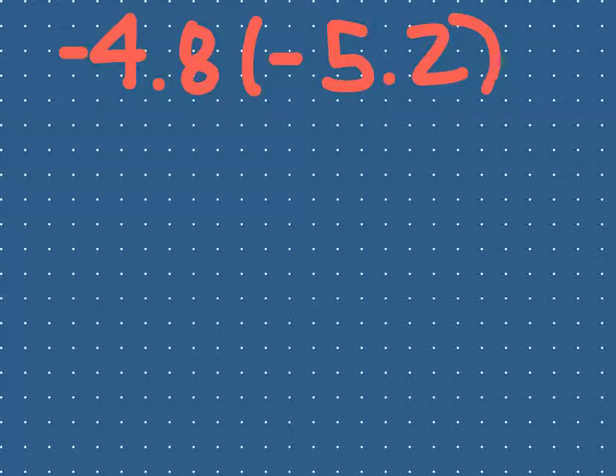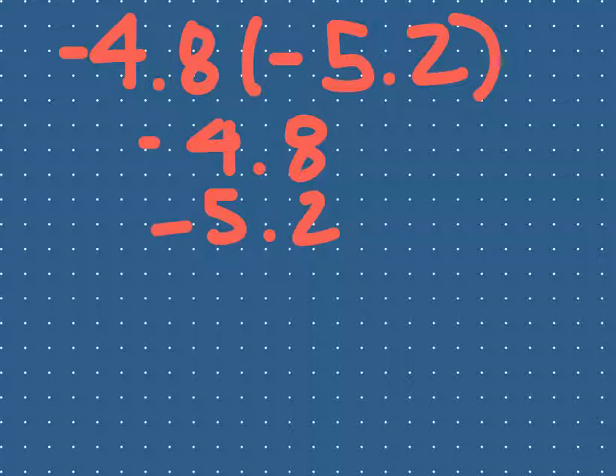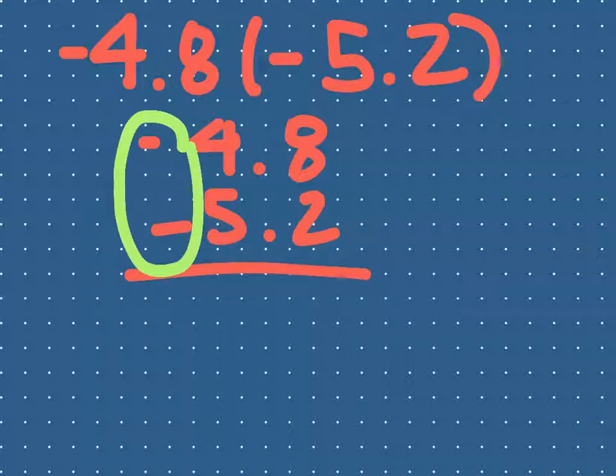Let's have you try one on your own. If we have negative 4.8 times negative 5.2, pause the video when you have your answer. Now that you have your answer, I'm going to set it up the long way just because it's a lot easier to see. I just want to make note that they have the same sign, so we know that our answer is not going to be negative.